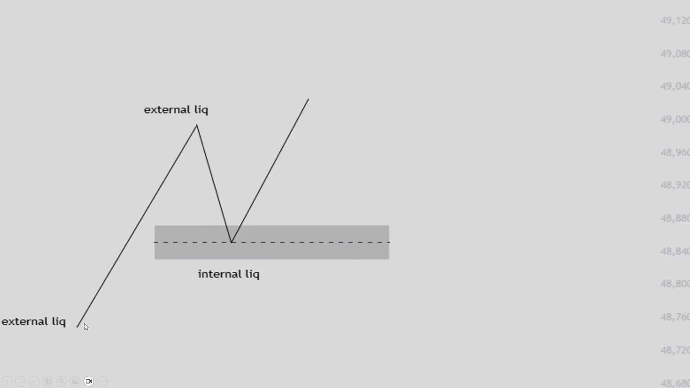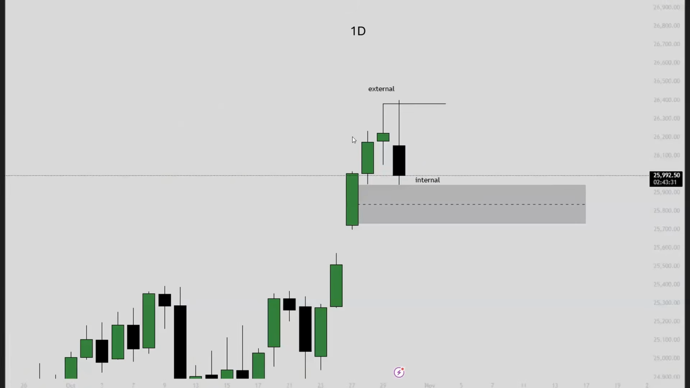You have external here. We make a new high. So this is also your external. We go back to the internal, which would be your fair value gap. Out of that fair value gap, we go back to the external. This is the daily time frame. This is this week. On the daily, this is NASDAQ. On the daily, we swept external, right? What do we target? We target internal, which is this gap.